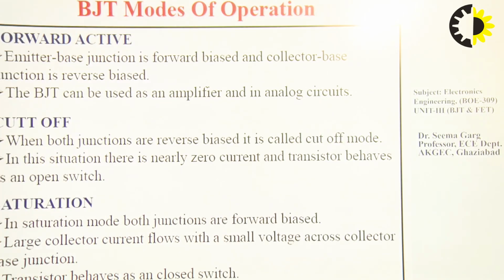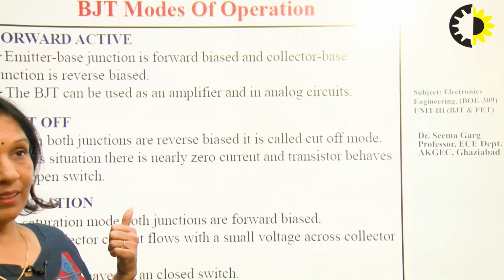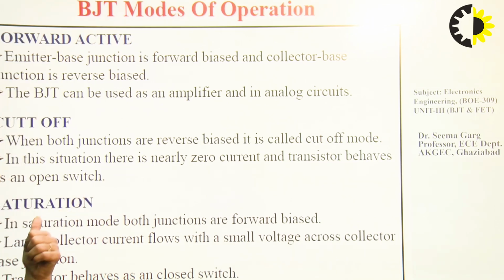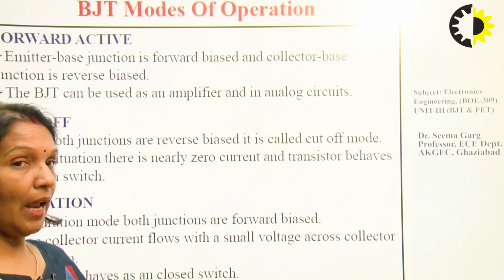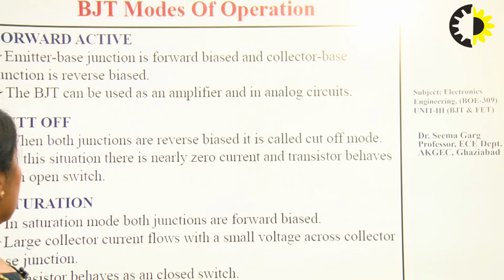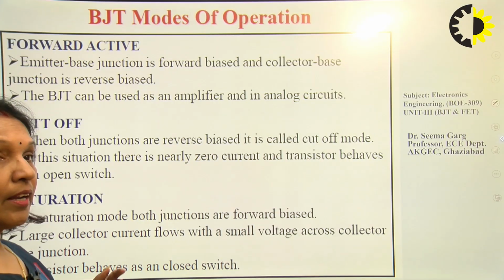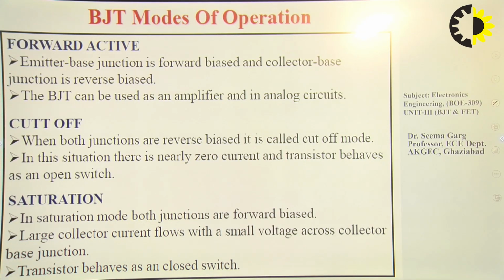The forward active region, as discussed earlier, has the emitter base junction forward biased and the collector base junction reverse biased, and here the transistor can be used as an amplifier in analog circuits. Cutoff region: when both the junctions are reverse biased, it is called the cutoff mode, and in this situation there is only zero current and the transistor behaves as an open switch or in an off state.